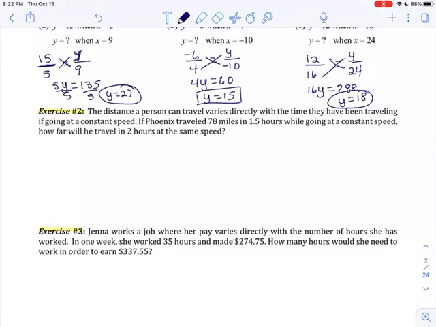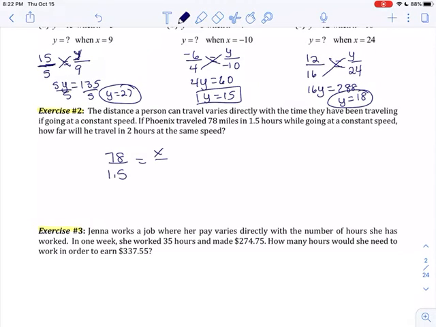We're just going to do the first page for this. The distance a person can travel varies directly with the time they have been traveling if going at a constant speed. Phoenix traveled 78 miles in 1.5 hours. So I got 78 miles, 1.5 hours. How far will he travel in 2 hours at the same speed? And I'll call this 2 hours.